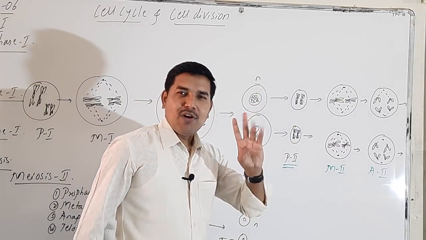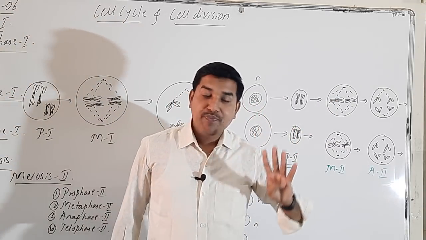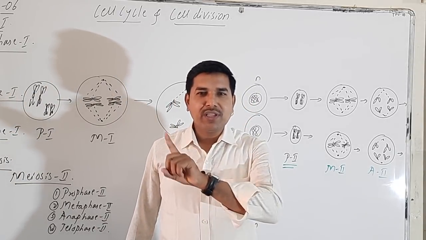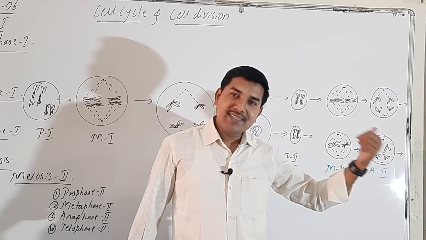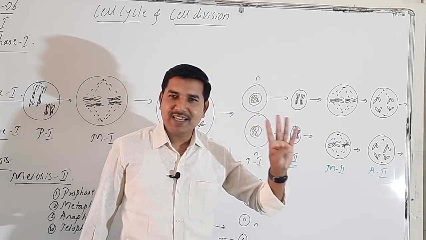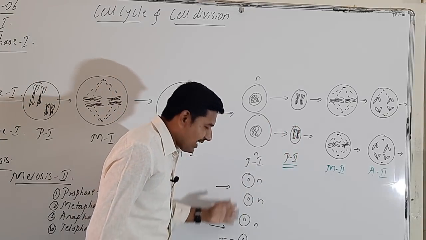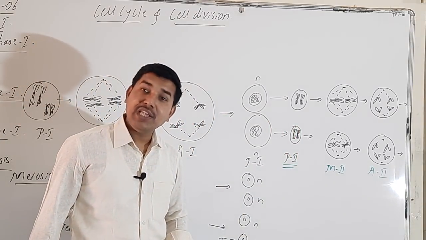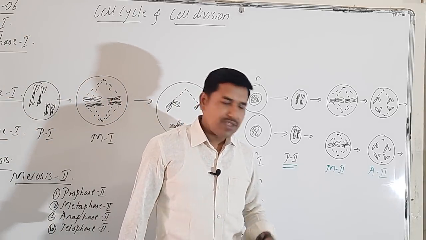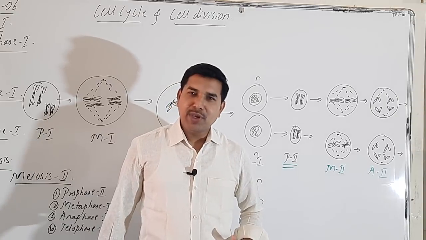At the end of meiosis 2, 4 haploid cells are formed. At last, the concluding statement is, during the process of meiosis, how many cells are produced? During the process of meiosis, 4 haploid cells are produced, and mainly they are gametic cells. They become gametes, either an egg or a sperm, right? So this is regarding the part of the meiosis.